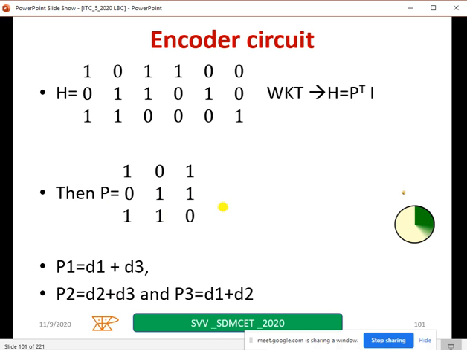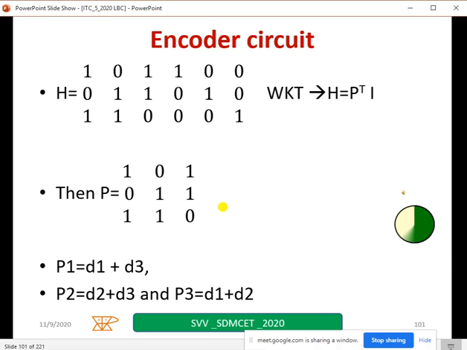If you understand one problem completely, you can solve a 10-mark question also easily. And no doubt, you will get complete marks, especially from the linear block code. You will get complete marks if it is correct. It is very easy to understand and easy to remember compared to other chapters. Let me go to the next.